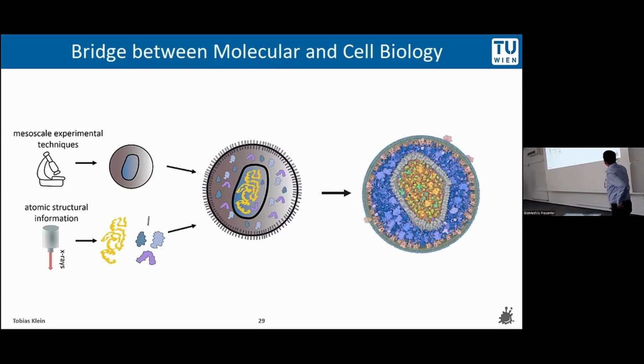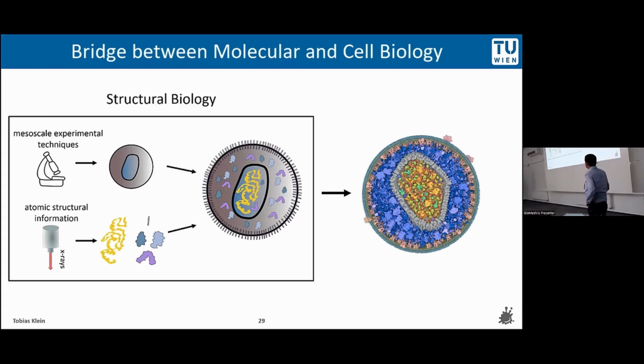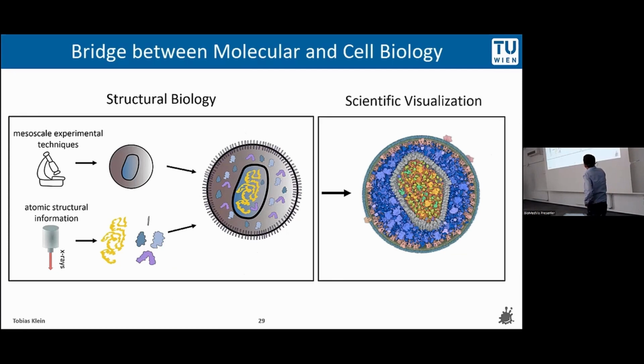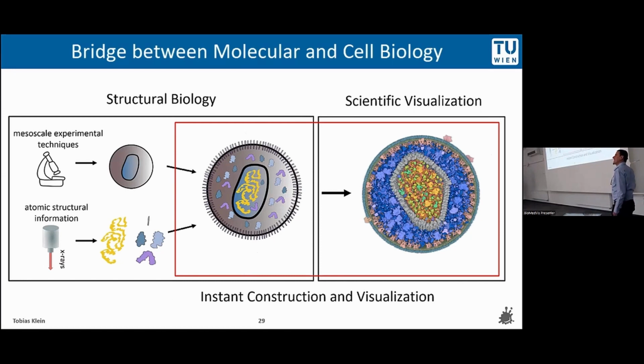On the other hand, it would be nice to have an instant model that you can take a look at and play around with, that you can change the parameters and immediately see how this object might look. That's on the one hand the information that you get from structural biology, and on the other hand scientific visualization tells you how you might render those. And what Toby was doing in his PhD was the instant construction and visualization, make the modeling possible very fast. And that's the Modelitics part.